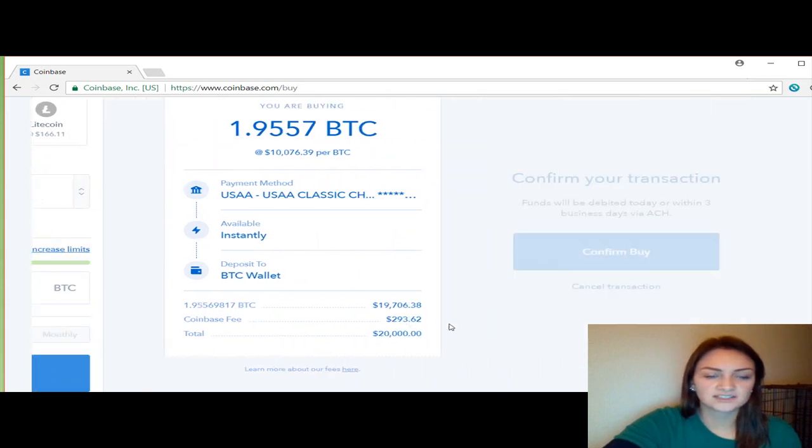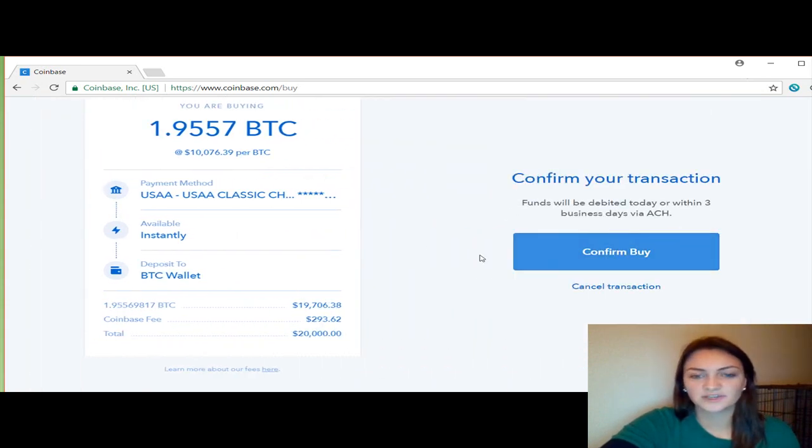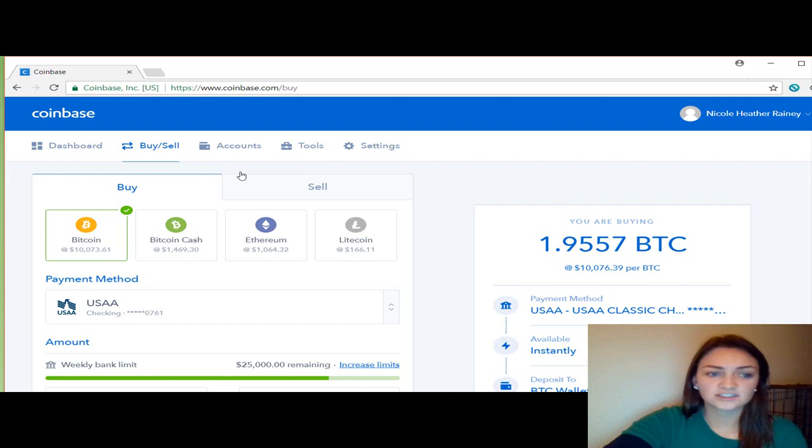You hit buy instantly. Don't worry, there's a confirmation page, which is why I didn't mind clicking on that. And confirm your transaction, and it says 3 business days. It's usually faster if you're trying to purchase with a credit card. I think you receive it in 1 day, but just keep in mind if you do it with a bank account, it will take a little longer. So I'm going to cancel this because I'm not going to actually buy $20,000 worth of Bitcoin.